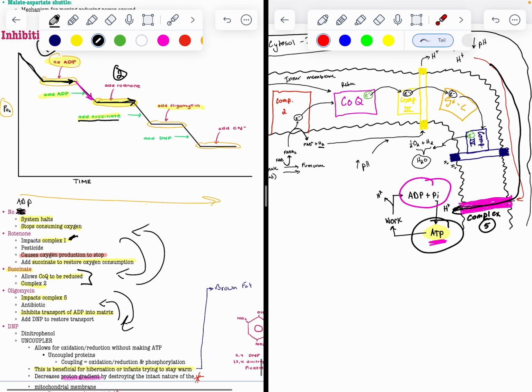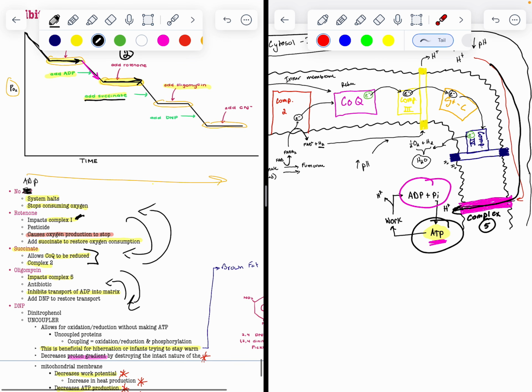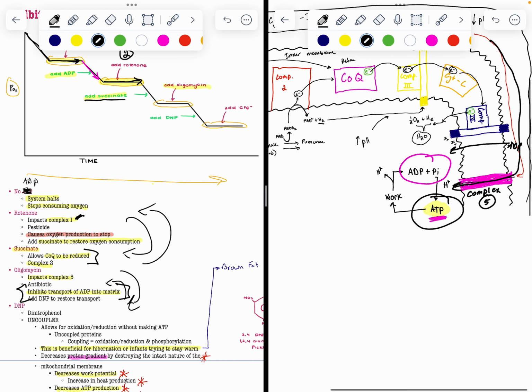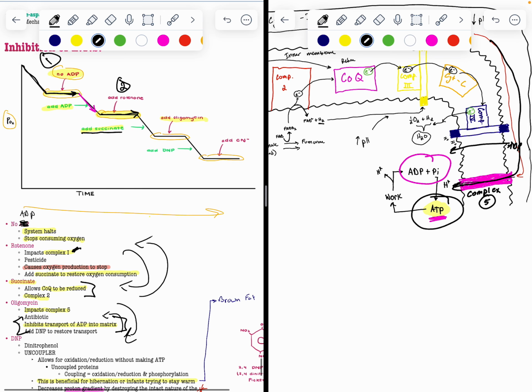What it also does is inhibit ADP from getting back into this matrix. That is actually a bigger keynote. It does not allow ADP to cross the mitochondrial membrane to get back into here to resupply our ADP supplies. So how do we get by that? We add DNP.